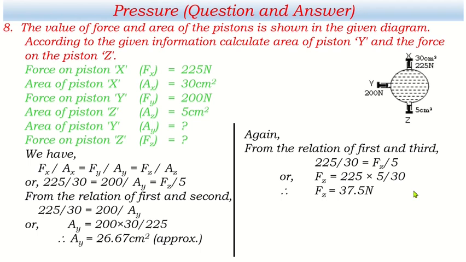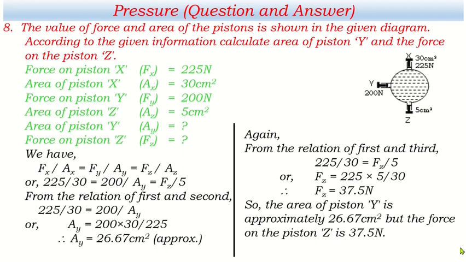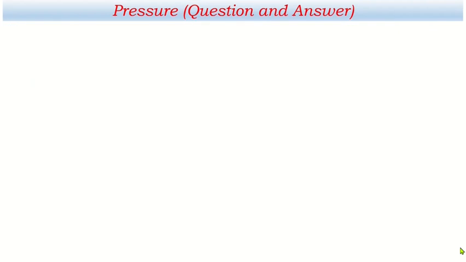It seems to be a little difficult at first, but when we write the given information, the same numerical becomes very easy. After the solution of the numerical, we have to write one sentence. It will be better to have a sentence. So the area of piston Y is approximately 26.67 centimeters square, but the force on the piston Z is 37.5 Newton. Okay, now let's have some other question.